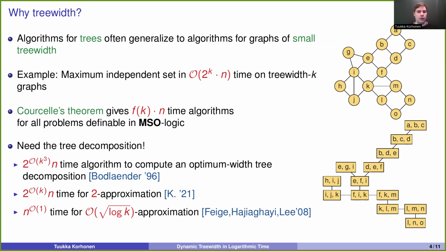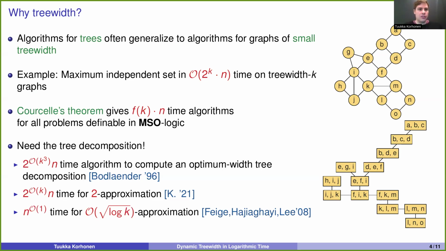So if you want to compute an optimum width tree decomposition, you can do it in linear time on bounded treewidth graphs, already for a long time. But the dependency on k, which here is always the treewidth, is a bit large. You can improve it a bit if you want like a 2-approximation. And if you want to have a polynomial time algorithm for computing treewidth, then you can do a square root log k approximation. But not a constant factor is known.